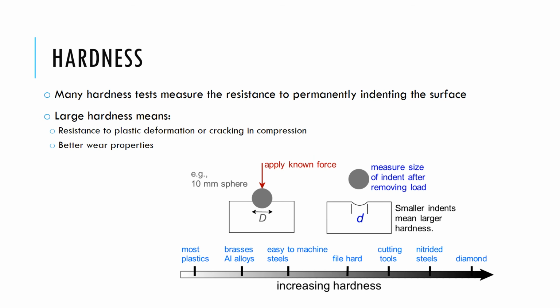And there are lots of different hardness tests that you can use to measure the hardness of a material. Most of them revolve around the idea of measuring the resistance to permanently indenting the surface. If you've got a large hardness, it means that you've got some kind of resistance to plastic deformation or cracking. And it also means you've got better wear properties for your material.